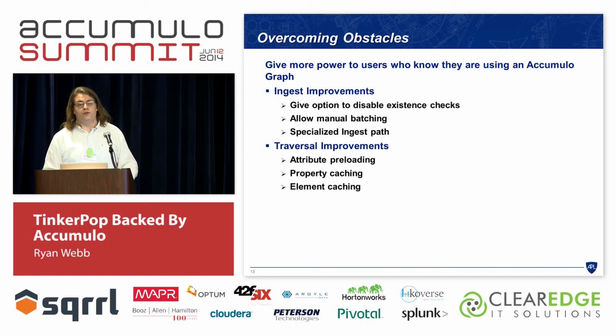Property caching, so if you access a property, it can stay in memory for a certain amount of time that you set. Same with element caching. So if you go to get a vertex, you can say, I want vertices to exist in my memory for 30 seconds or 10 seconds or whatever you want.